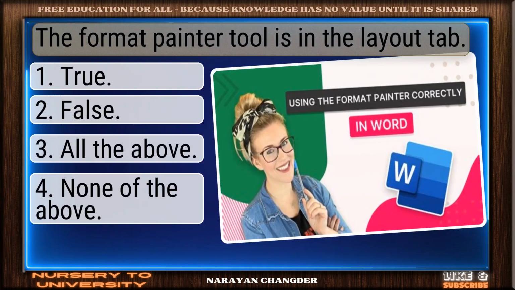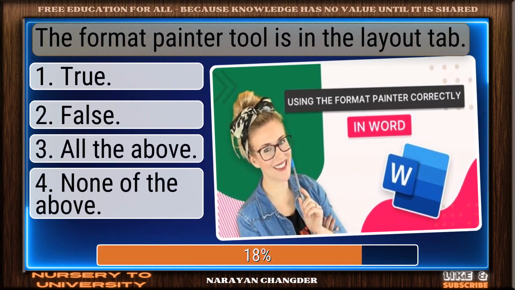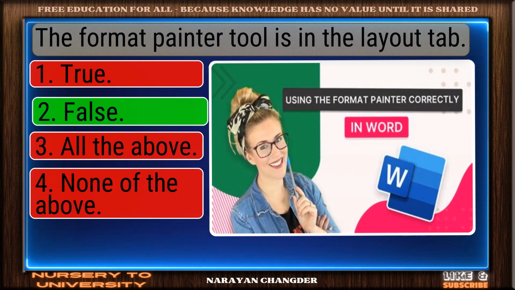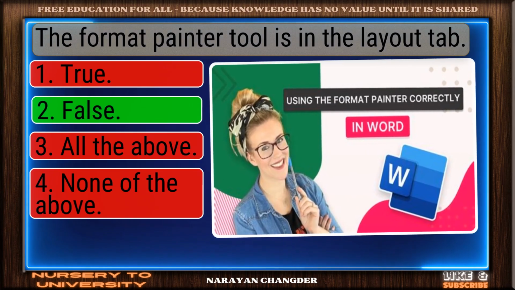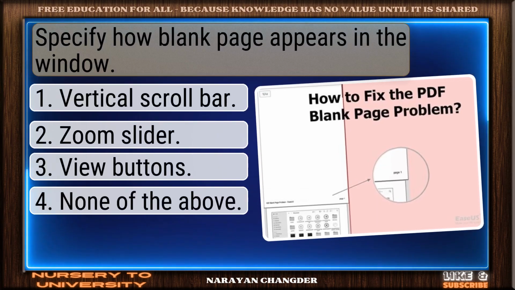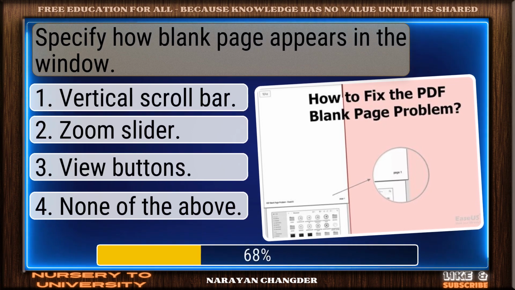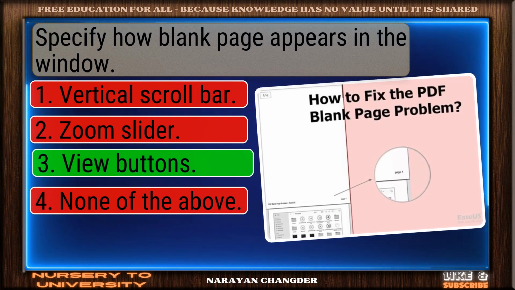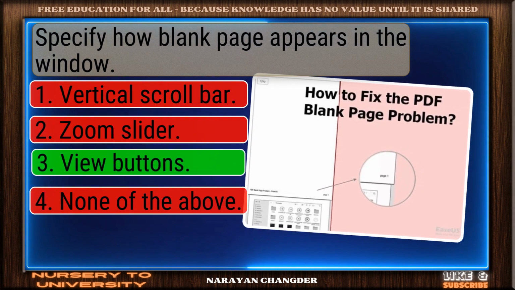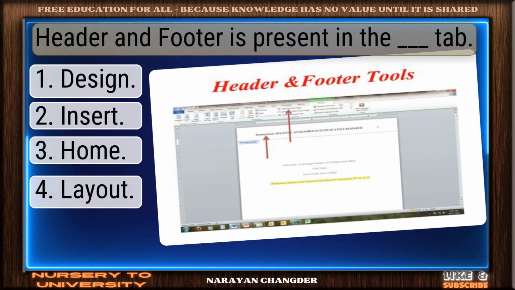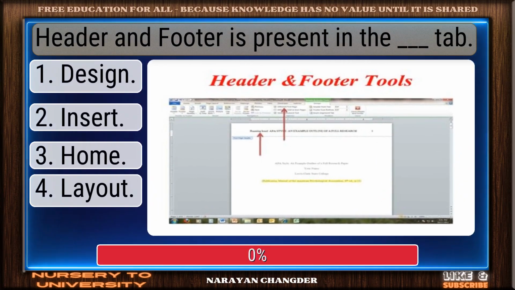The Format Painter tool is in the Layout tab. You're right. False is the correct answer. Specify how blank page appears in the window. Well picked. View buttons is the correct answer. Header and footer is present in the Dash tab.